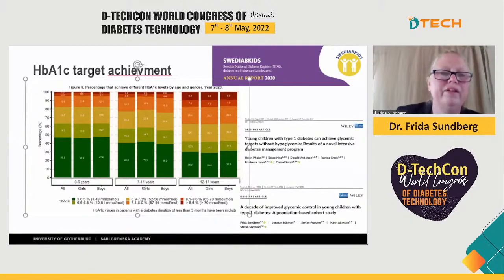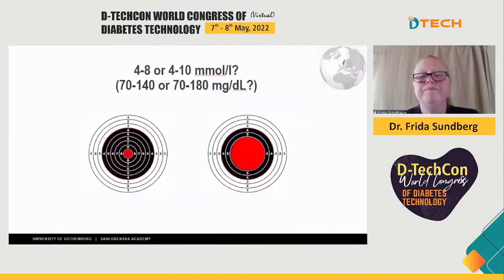And how do we get this? I think this is the key. Where do we aim? The matter is not which pump we use. The matter is, where do we aim to get? In Sweden, we are very clear that we want the blood sugar to be between 4 and 8, and that means 70 to 140. In the rest of the world, most people aim at 4 to 10 millimole per liter, equaling 70 to 180 milligram per deciliter.